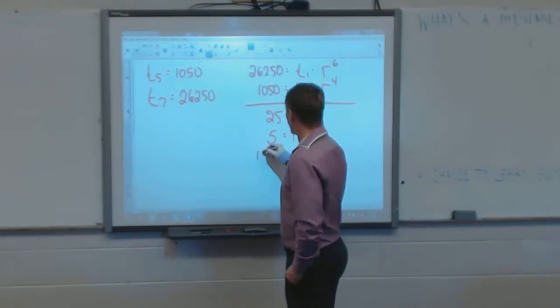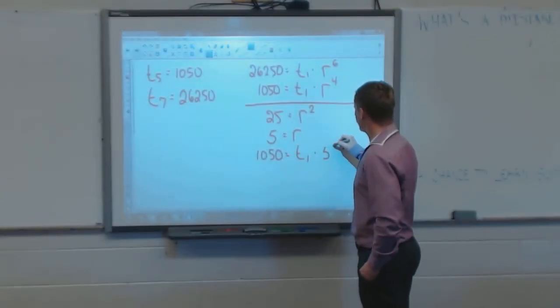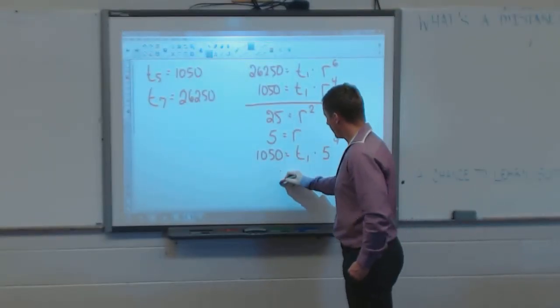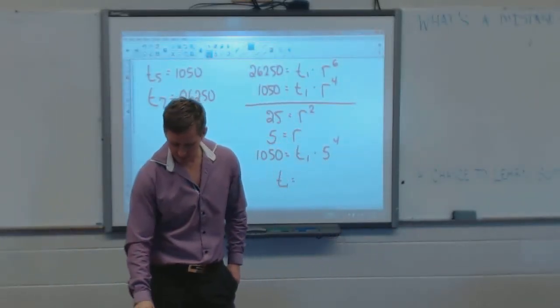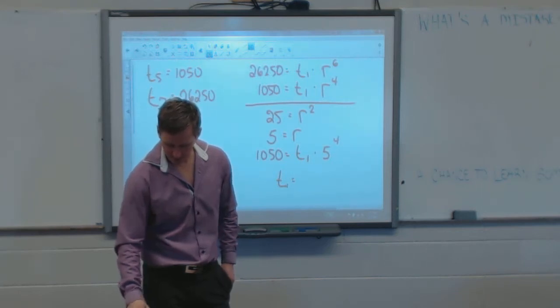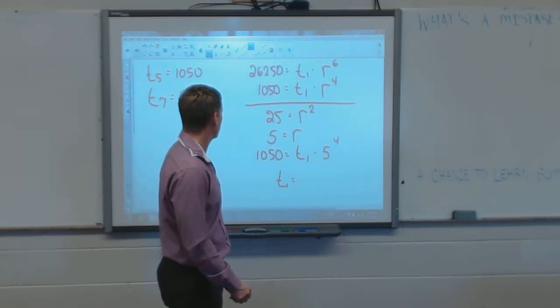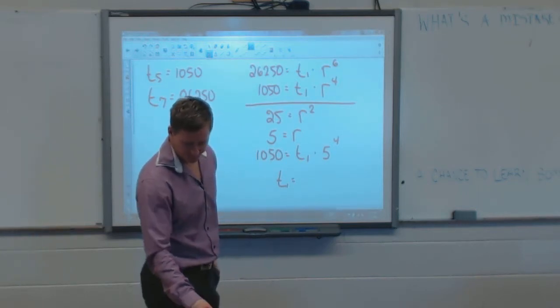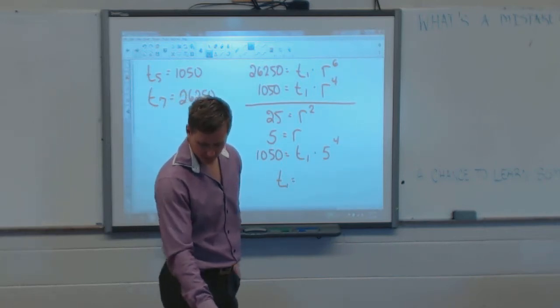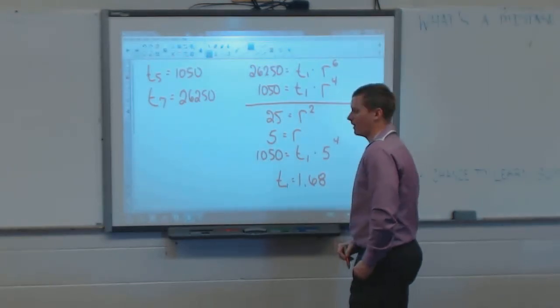Now I'm going to use 1,050 equals t to the 1, 5 to the power of 4, and I'm going to solve for t to the 1. So I'm going to take 1,050 divided by 5 exponent 4. Well, I got something wrong here. What did I do wrong? That didn't work out. Oh yeah, it did. Plus minus 5. So yeah, so I end up with t to the 1 is 1.68.